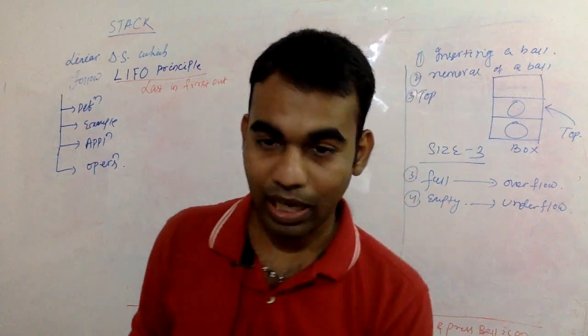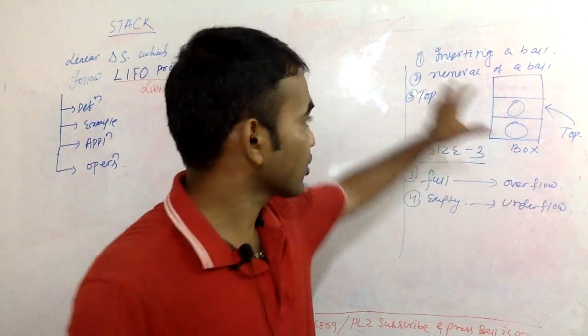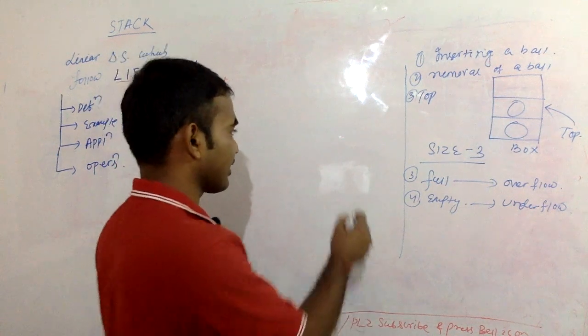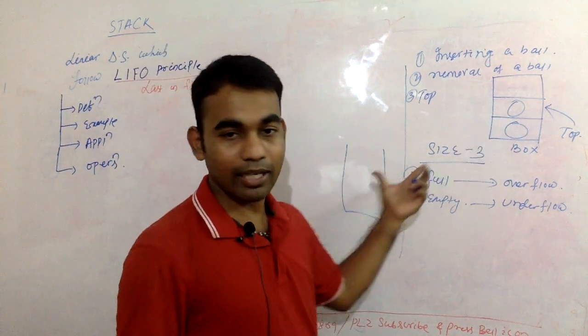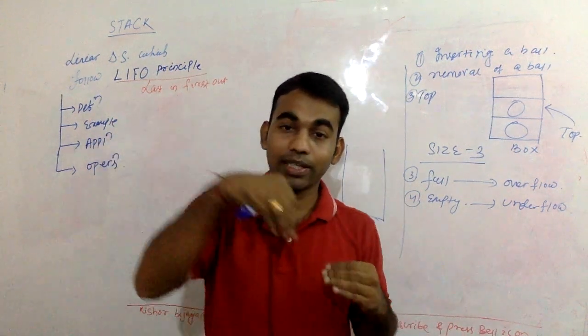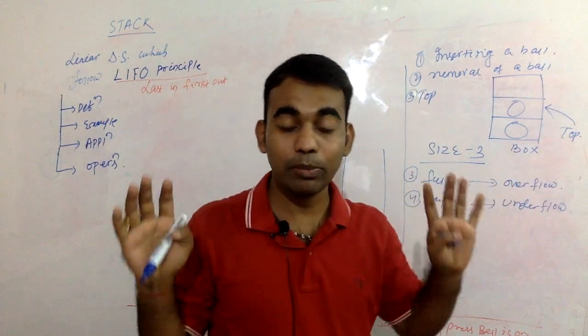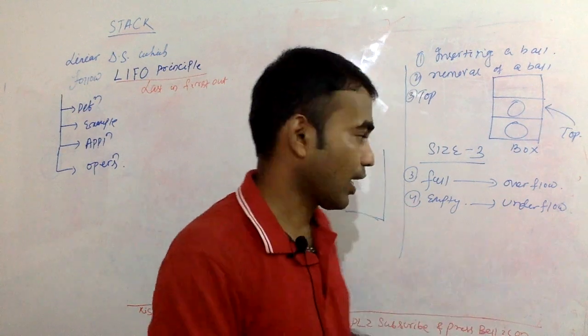So what will happen now? Now I am going to map all these things into stack terminology. If a stack is there, stack is also an array, right? So if it is like a box, it is an array. But remember one thing, it follows last in first out. That means the ball which was inserted last is going to be removed first. That is the very key principle, and that's why it is the concept of stack.